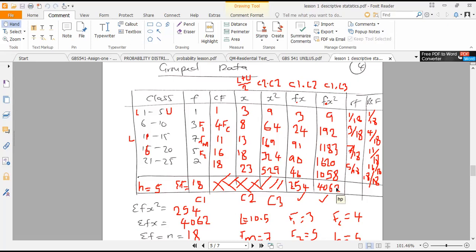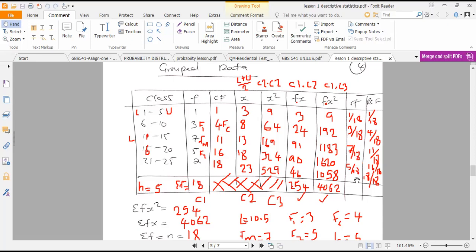So the question is, how do we find the mean, standard deviation, and variance for grouped data? Likewise, the formulas are the same except that we have an f. Before I go there, there's what we call the relative frequency and the relative cumulative frequency. Relative means subject to the total. So for the relative frequency, you just get it out of the total. So 1 out of 18, which is this one here, 3 out of 18, 7 out of 18, 5 out of 18, and 2 out of 18.